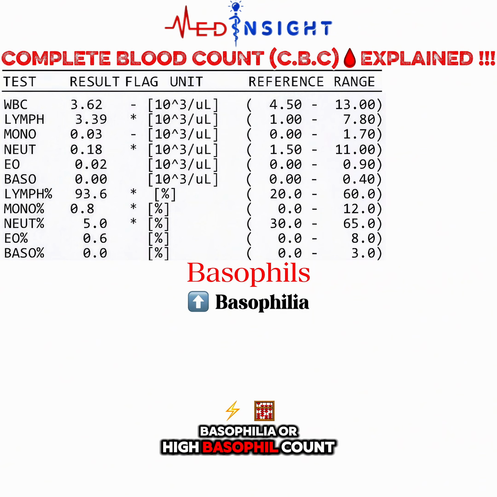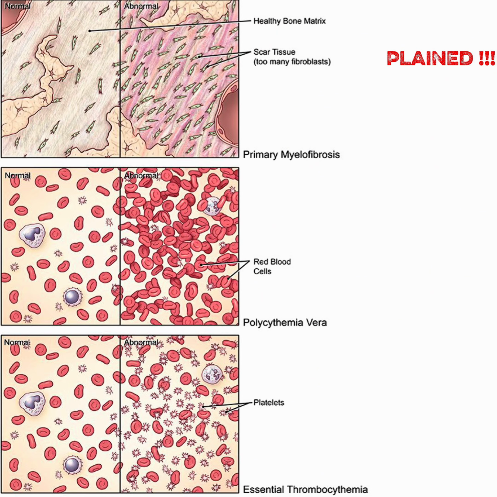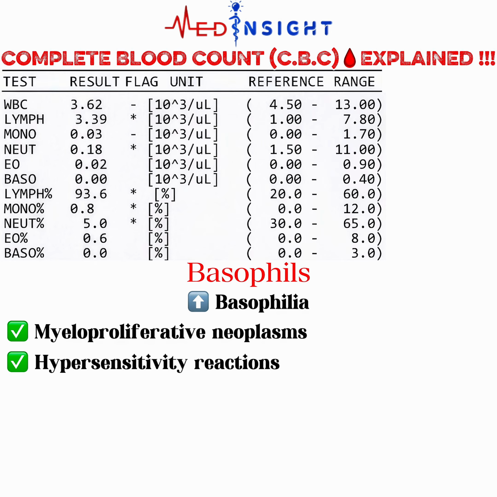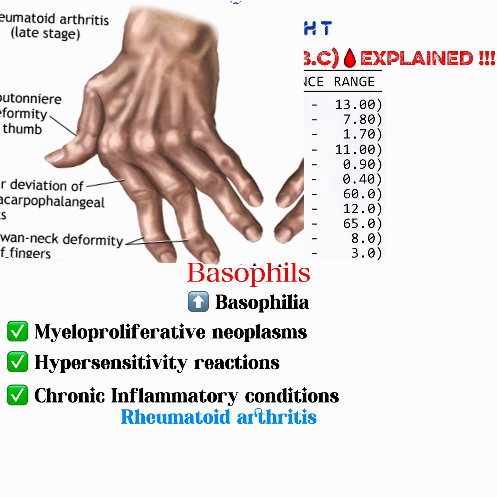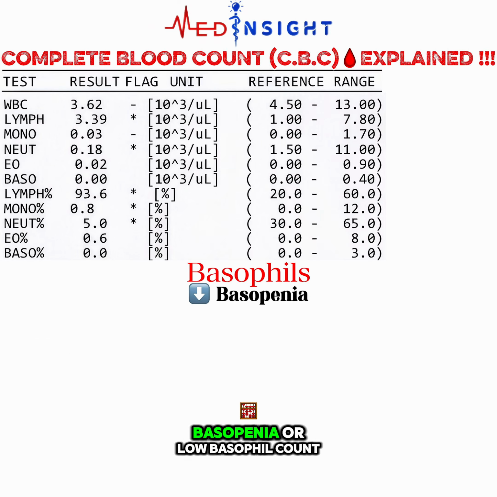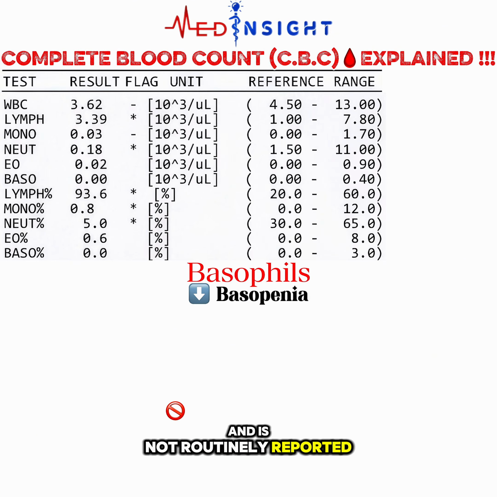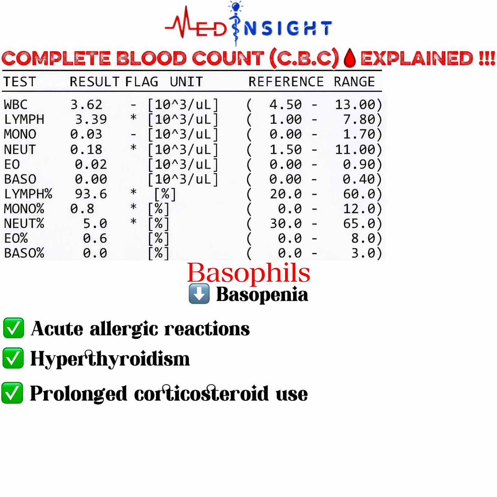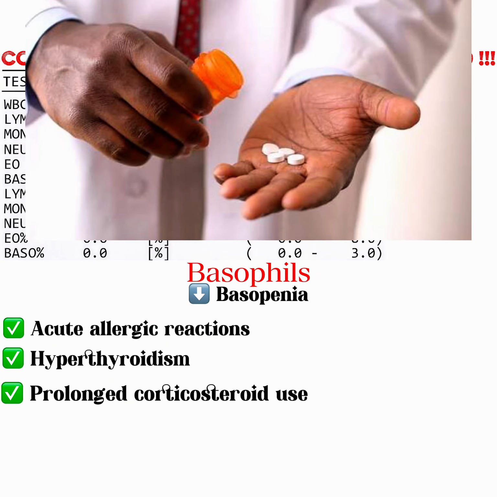Basophilia or high basophil count may indicate myeloproliferative neoplasms, as found in chronic myeloid leukemia and polycythemia vera, hypersensitivity reactions, chronic inflammatory conditions like rheumatoid arthritis and ulcerative colitis, hypothyroidism. Basopenia or low basophil count is not clinically significant due to their low numbers and is not routinely reported. It can occur due to acute allergic reactions, hyperthyroidism, or prolonged corticosteroid use.